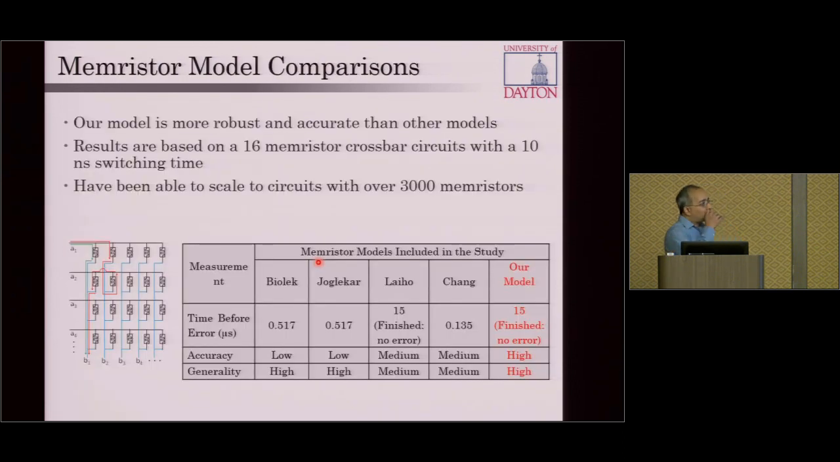So one of the benefits of our model is that it's quite scalable. Several of the other models we looked at would cause SPICE simulations to crash if you had more than 10 or 15 devices in your crossbar array in SPICE. So with our model, we were able to go well beyond 3,000 memristor devices without any problems in simulation.